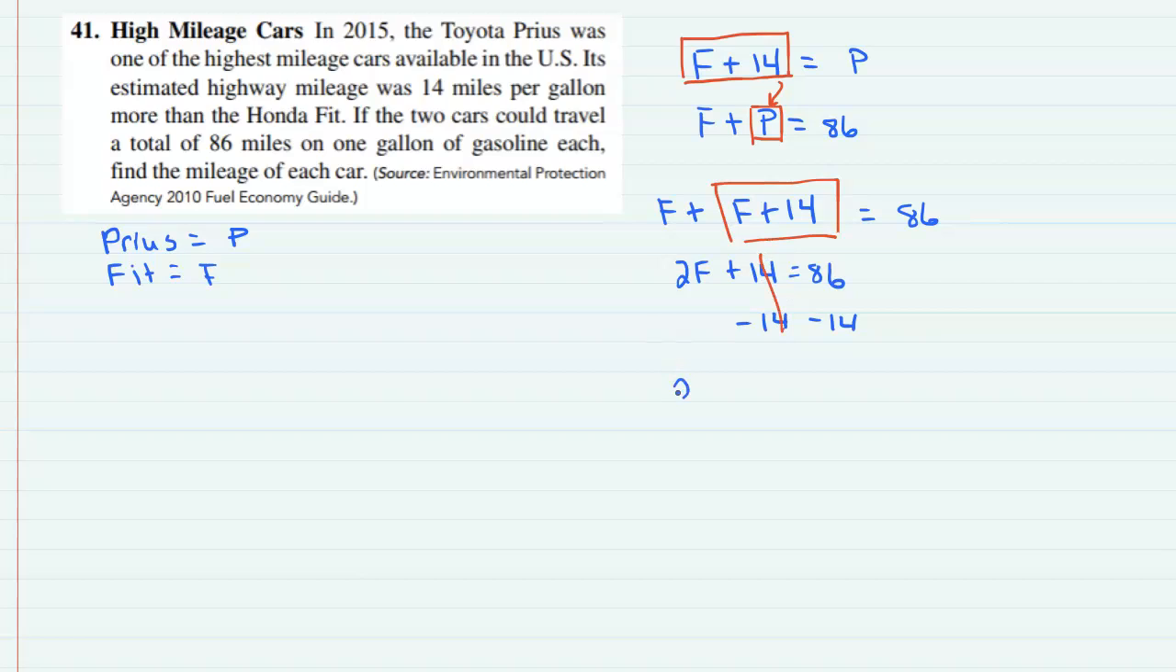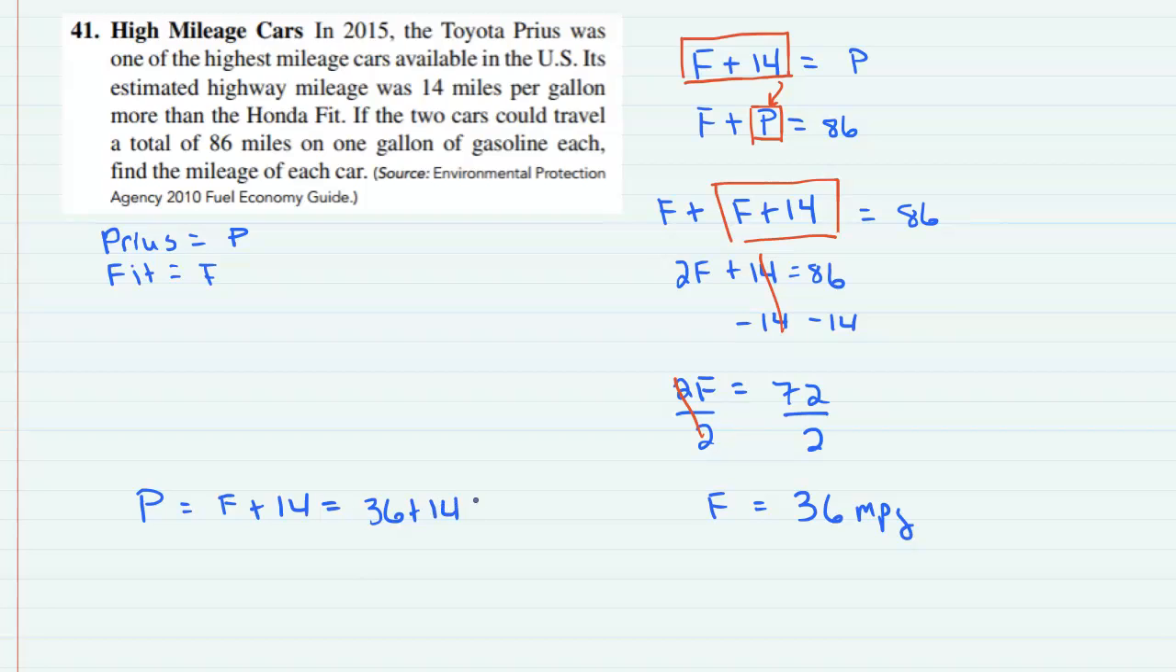And we get 2 times the Fit equals 86 minus 14, which is 72. So now we're going to divide by 2 on both sides so that the 2's divide out. And we get F equals 72 divided by 2, which is 36. So the Fit is going to get 36 miles per gallon. And then the Prius is, I'm going to come over here, Prius is the Fit plus 14. So that is 36 plus 14, which is 50 miles per gallon.